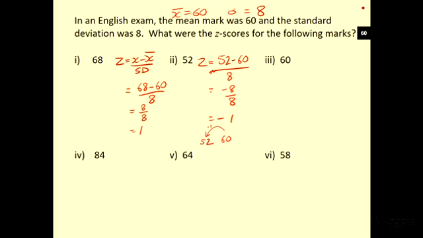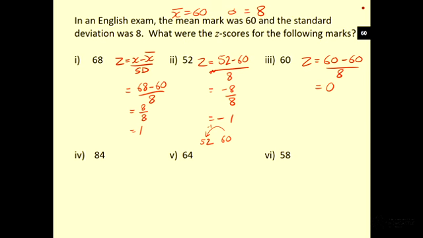What if the class got 60 and I got 60? What's my z-score? 0. I got slap bang, I got nothing away from the mean. My z-score is my score minus the mean score on 8, 0 on 8, it's 0. Yep, slap bang on the mean, your z-score is 0. So 0 is not a bad thing. Is there a question? No?